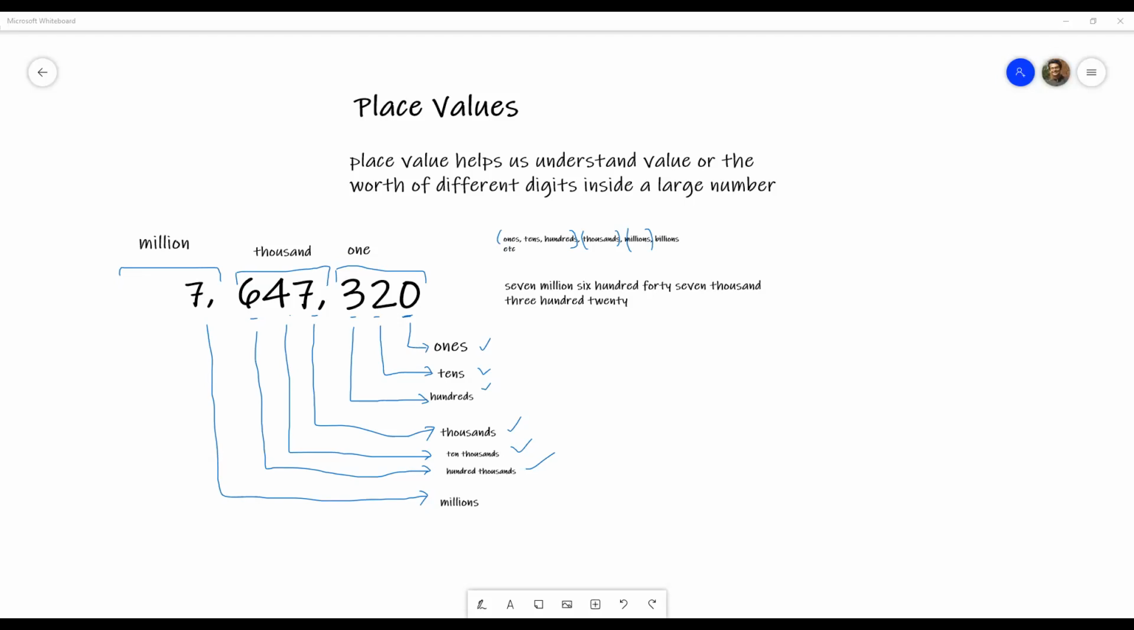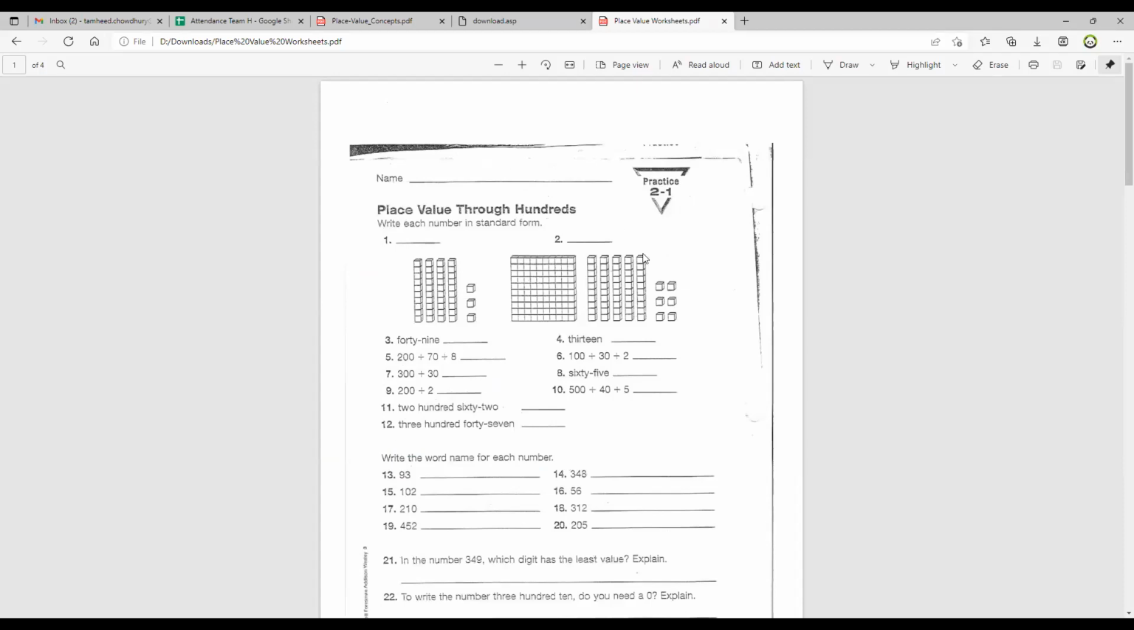I'm getting the worksheet for you right now. I will share it after this. Control V, this one. The worksheets that I collected are from the internet. Let me share it to you now. You can see the place value worksheet PDF. Do you see this, place value through hundreds?